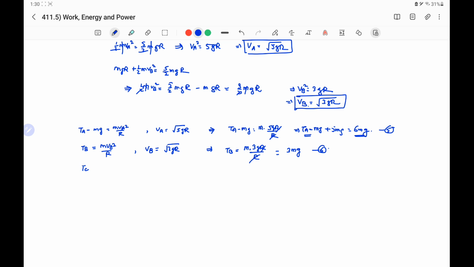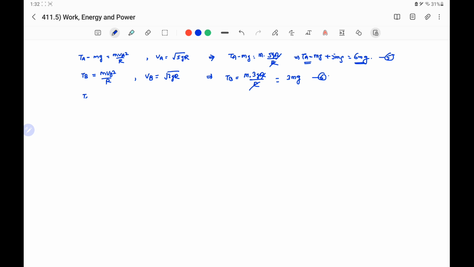Similarly, for the tension at point C, we have already mentioned that it is the point where the string is just slack, that means the tension should be 0. TC plus mg, this is the equation number 3, will be equal to m vC square by r, and we have calculated that vC is equal to root gr. This is the velocity at the top point. This implies that TC plus mg equals m into gr by r. r and r get cancelled. This implies that the tension at point C will be equal to mg minus mg, equal to 0. This is the equation number 7.